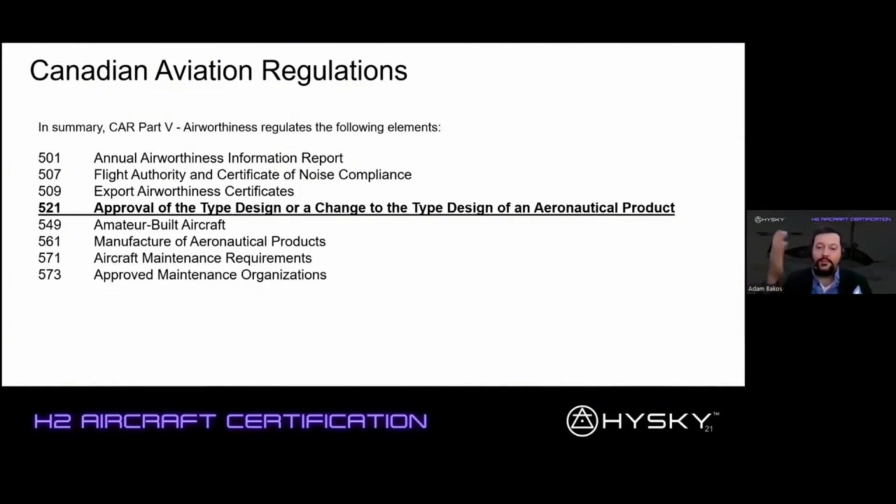But again, because it falls in Part 5 of the Canadian aviation regulations, it's the 5 at the front there. So if you go to FAA Part 21, EASA CS 21, they have very similar procedures for the conduct of the persons. But in Canada, it's CAR 521, and so that's approval of the type design or changes to the type design.